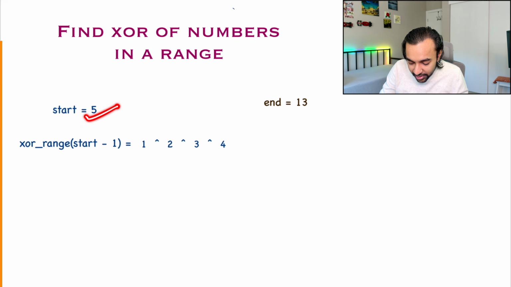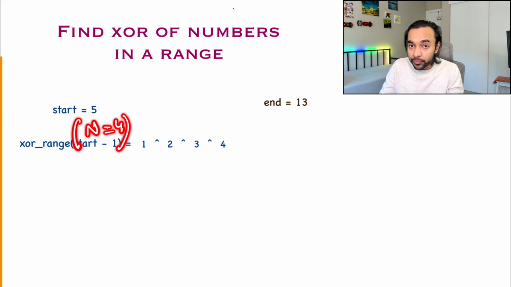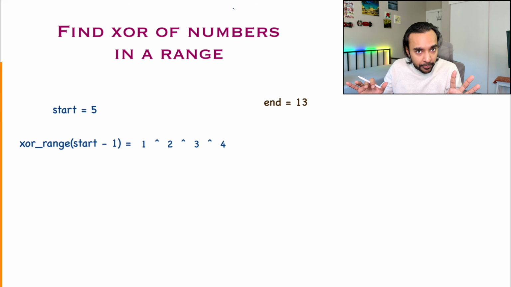Because the value of start is 5, I'm just basically finding out, okay, what is the value of XOR range when n equals 4? You can do it in constant time, correct?